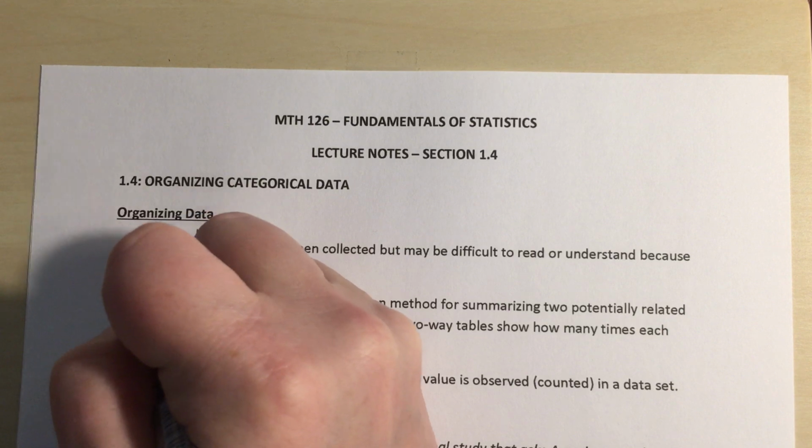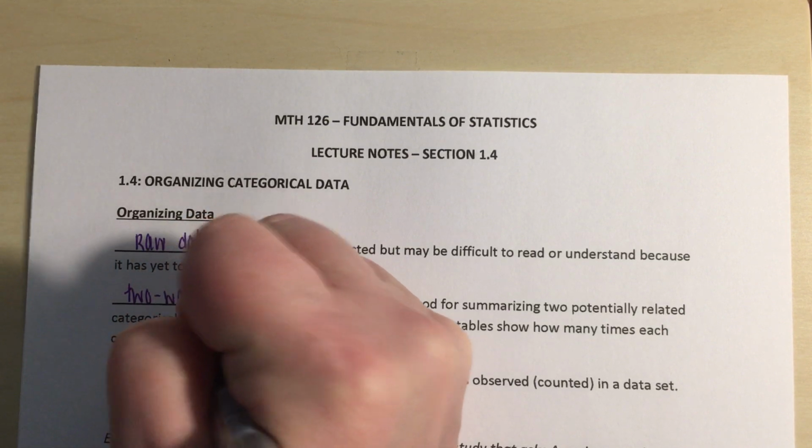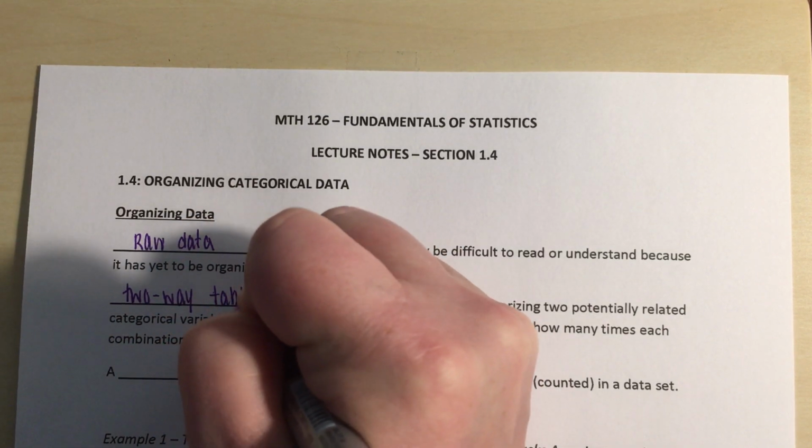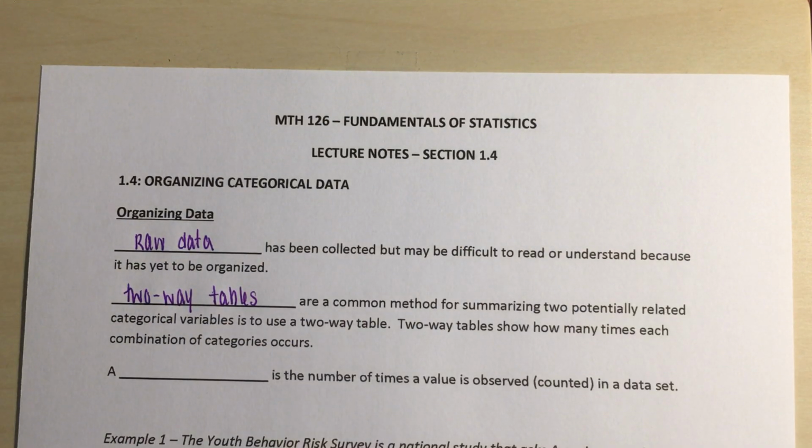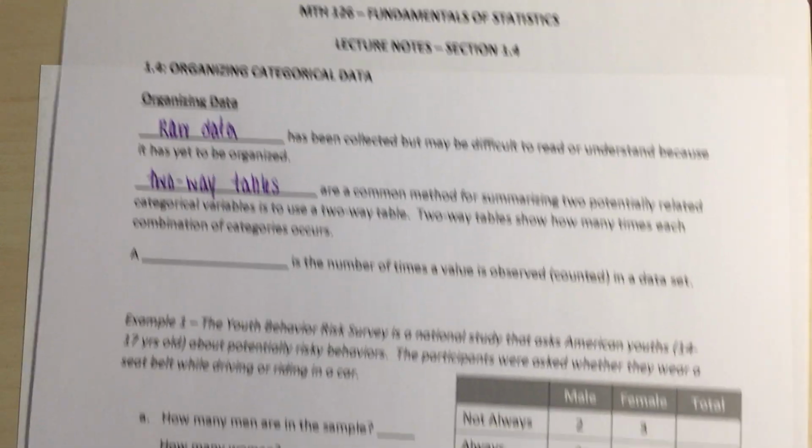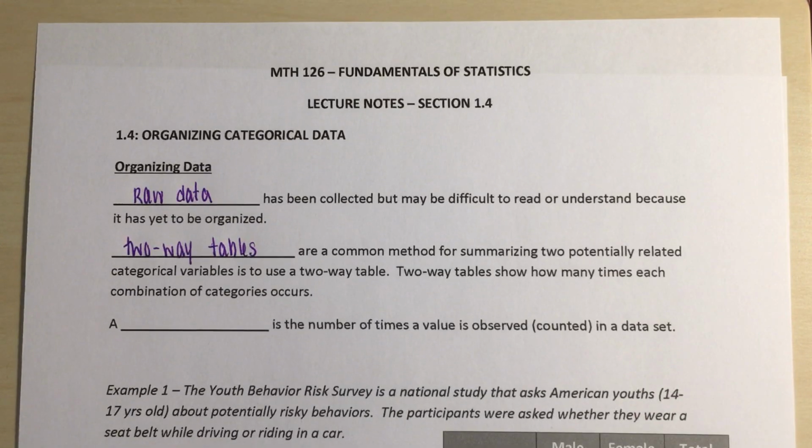Two-way tables are a common method for summarizing two potentially related categorical variables. Two-way tables show how many times each combination of categories occurs. And if we take a little peek down here at that first example, that's an example of a two-way table.